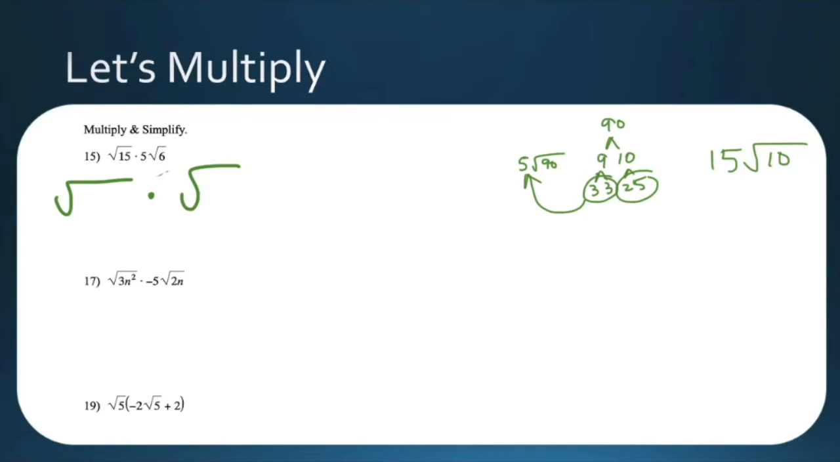15 is, and put it all under 1. Bring it all under 1. You have a 5. 15 is what? 3 and 5. And 2 and 3.